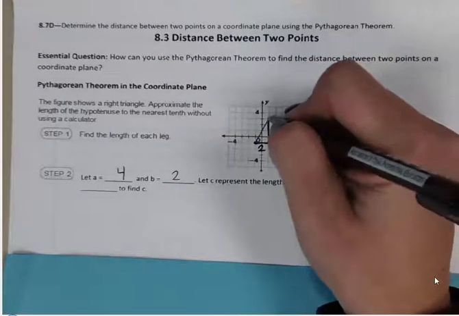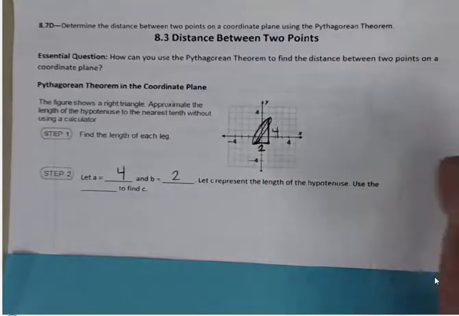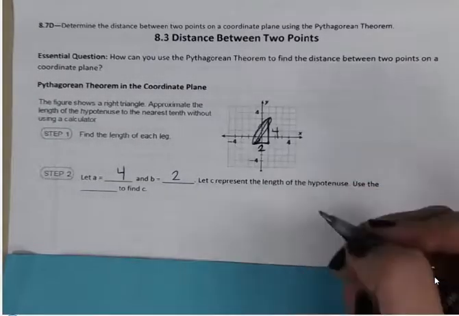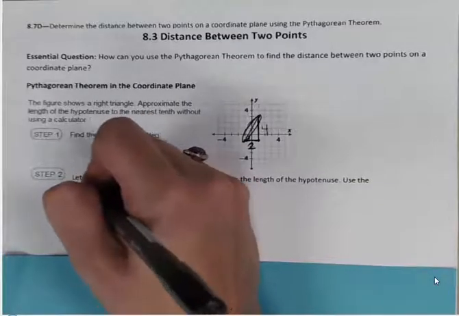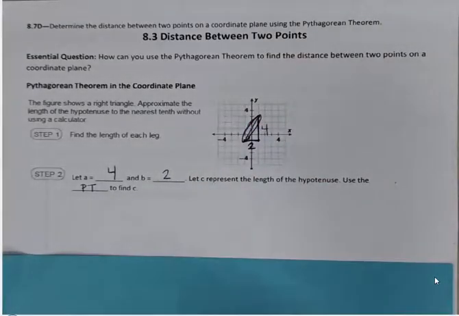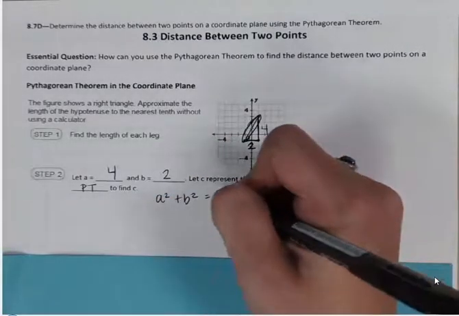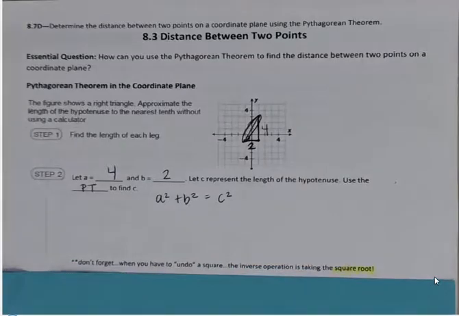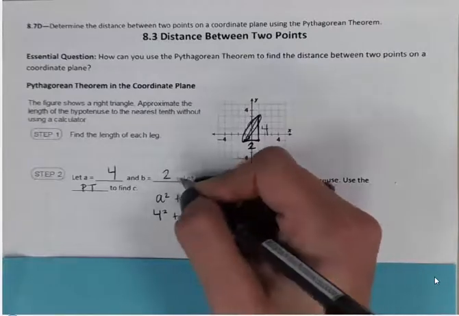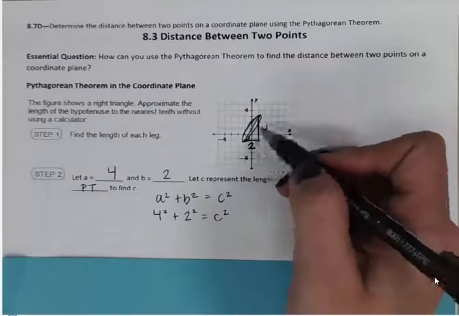It says let C represent the length of the hypotenuse. Remember, your hypotenuse is the diagonal, or the one that connects your two legs. Use the what? Good. Pythagorean theorem. I'm abbreviating Pythagorean theorem to find C. Well, your Pythagorean theorem says you're going to do A squared plus B squared is equal to C squared. Alright, now we need to substitute in. We said A was 4 squared plus B we said was 2 squared is equal to, we don't know C yet. Remember, we're trying to find the length of our hypotenuse.